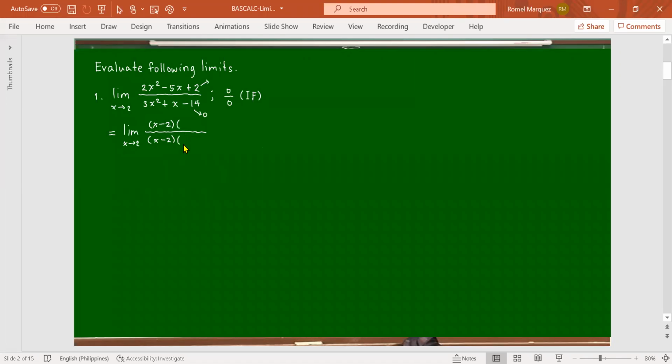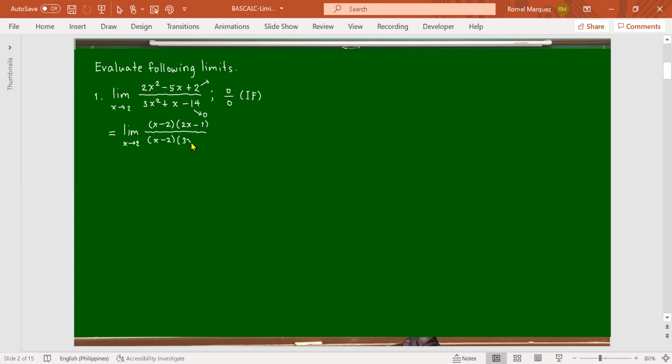What is the other factor, guys? If this is 2x, so the other factor, to get negative 5, is what? Minus 1, no? 2x minus 1. Okay, guys? So x minus 2, 2x minus 1. Am I correct? What about the denominator?